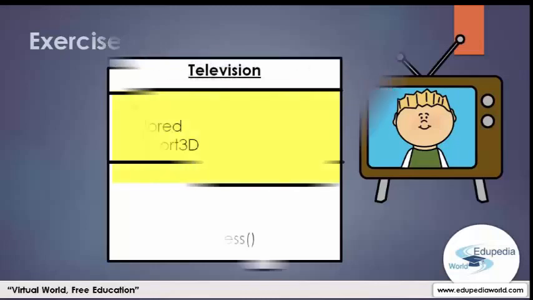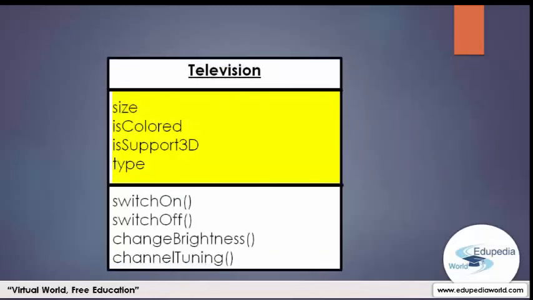For a television class, we can define instance variables as follows. For the size instance variable, the values would be 12 inches, 14 inches, 18 inches and so on. Is colored means whether it is a colored television or a black and white television. With the is support 3D instance variable, we can define whether it supports 3D or not. The type instance variable mentions whether it is a flat LCD one, LED one or else a CRT one. Those are a few of the instance variables we can define in a television.